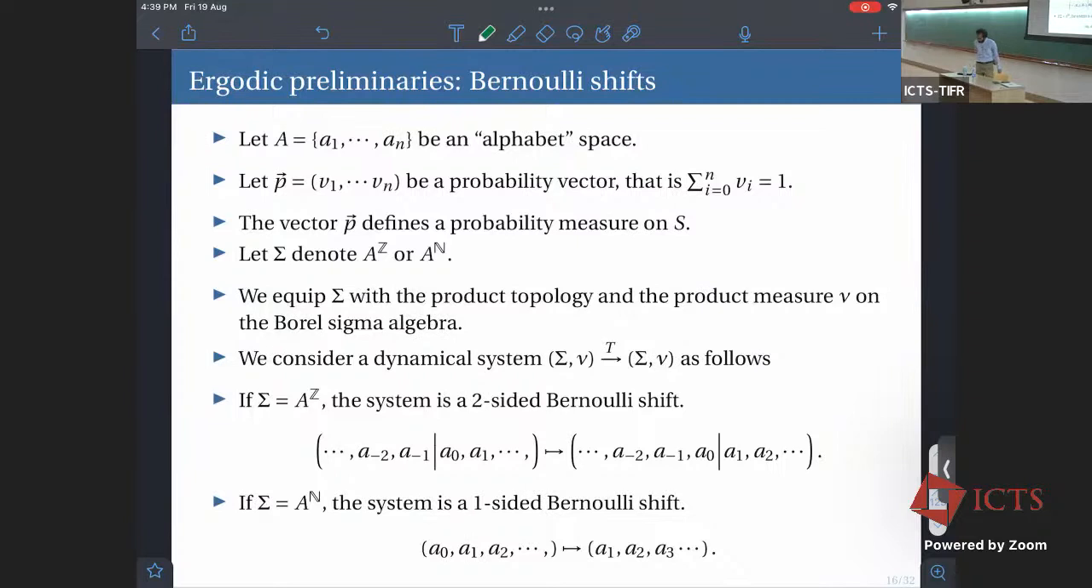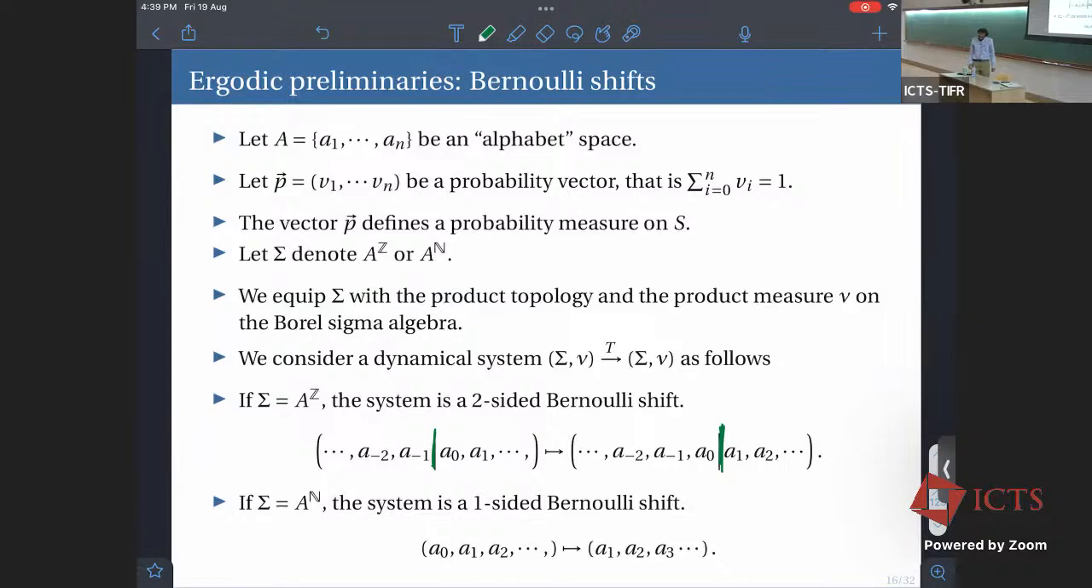Okay, and so now the dynamical system that we want to consider on sigma is as follows. If I have a two-sided sequence, I'm just putting a marker out here to denote the index 0. So I'm just going to consider left shifts. So if I have this two-sided sequence, I'm going to shift everything to the left. So that's all I'm doing out here. So it's a left shift. And even if I have a one-sided Bernoulli shift, again, I'm doing the same thing. I'm just shifting everything to the left. Okay, so that's a Bernoulli shift.